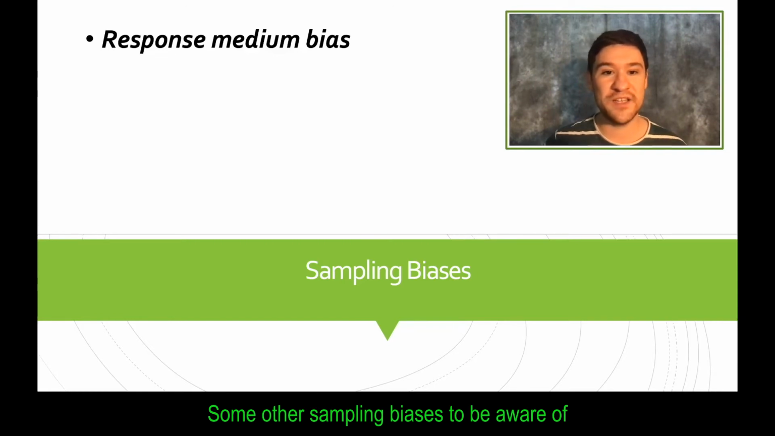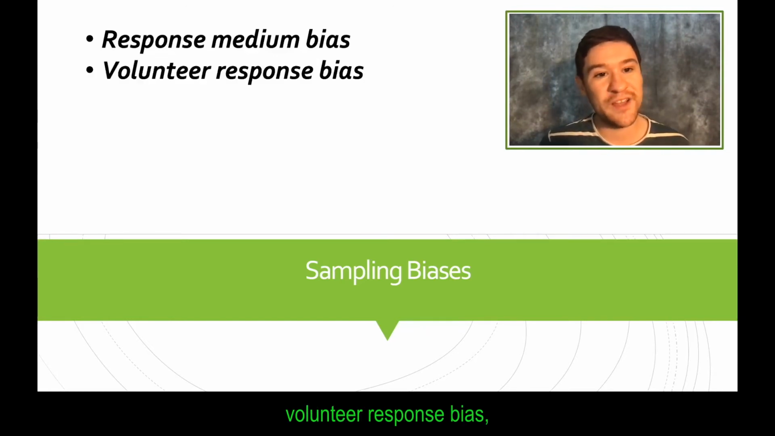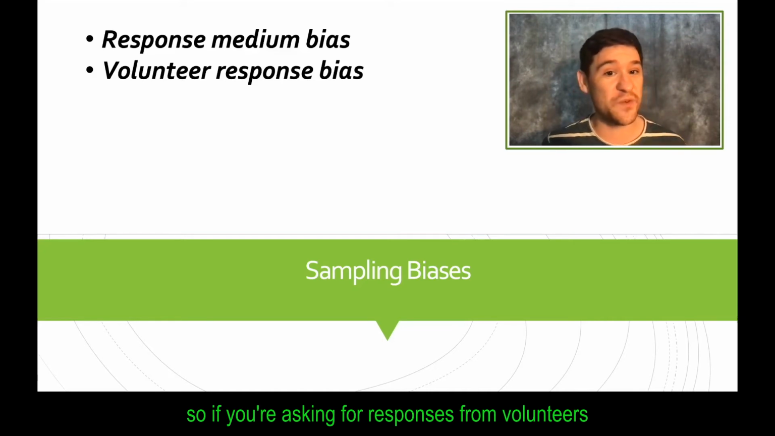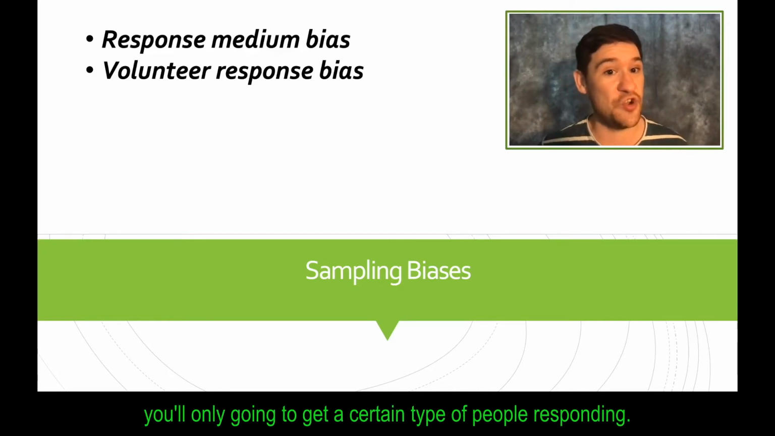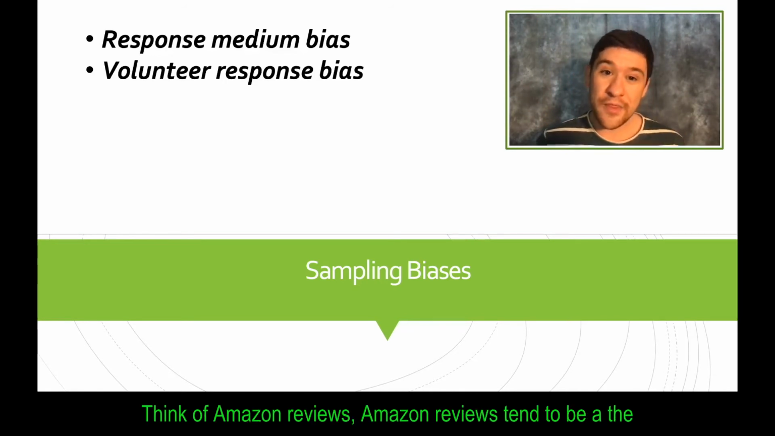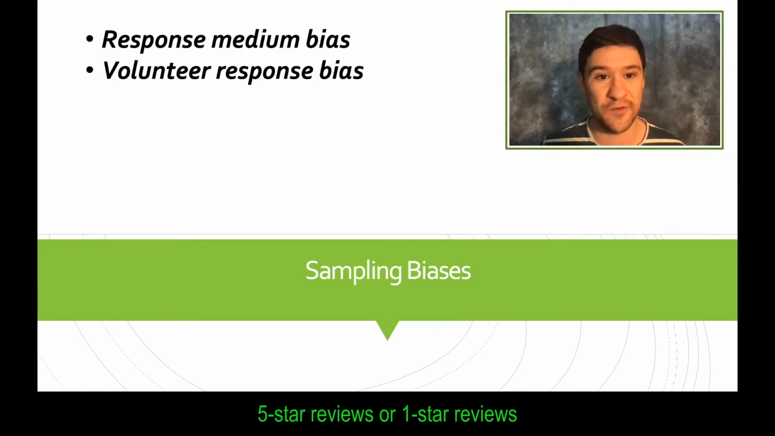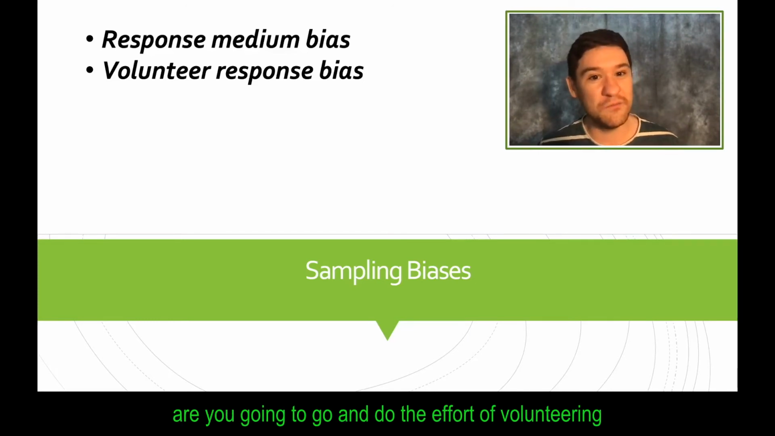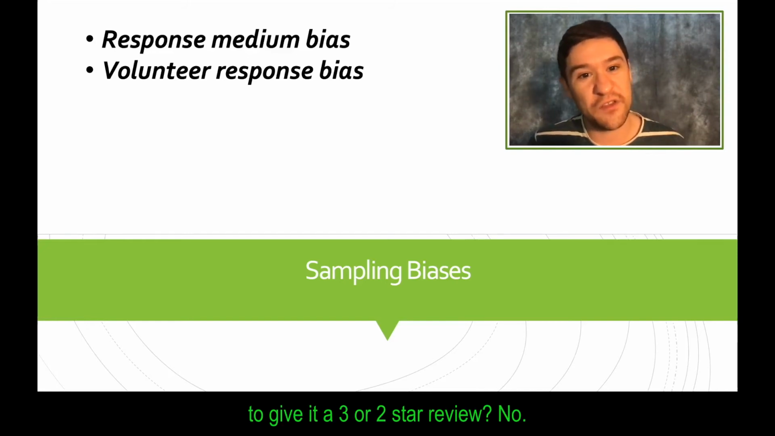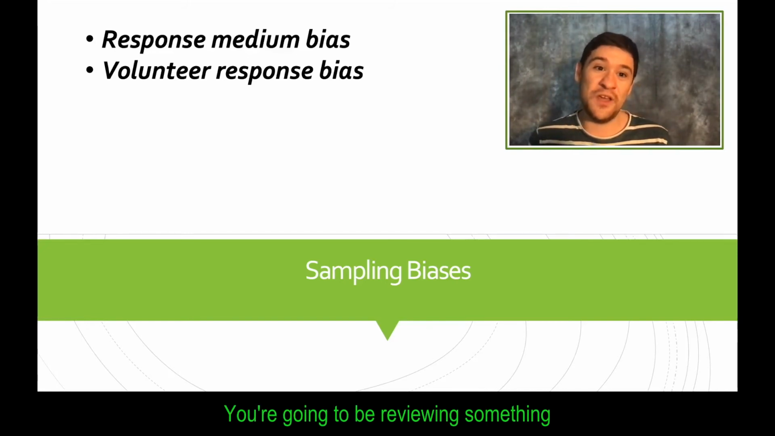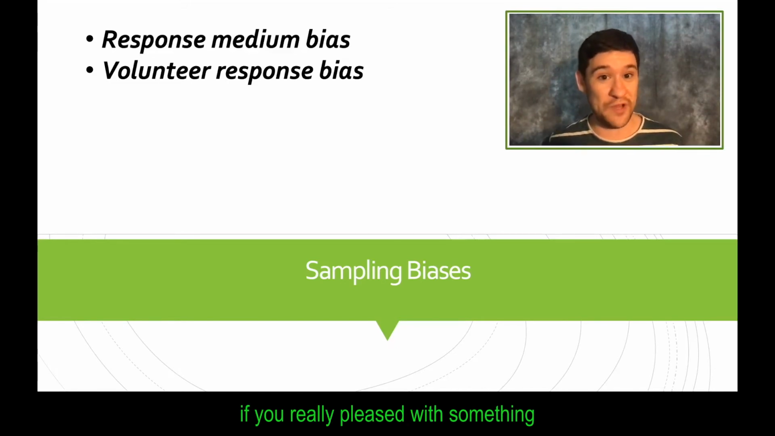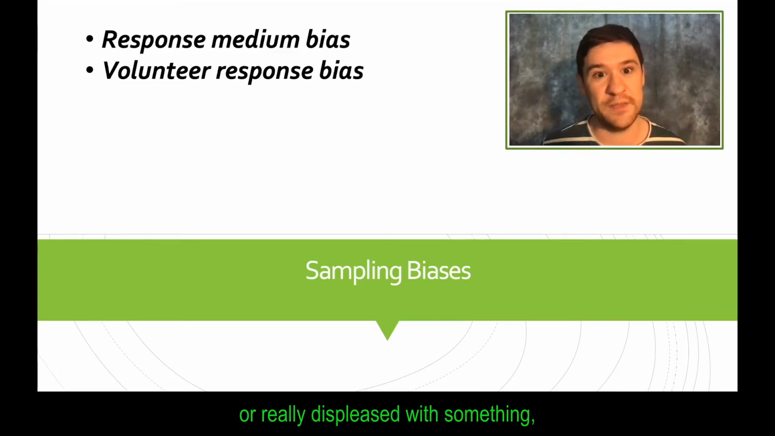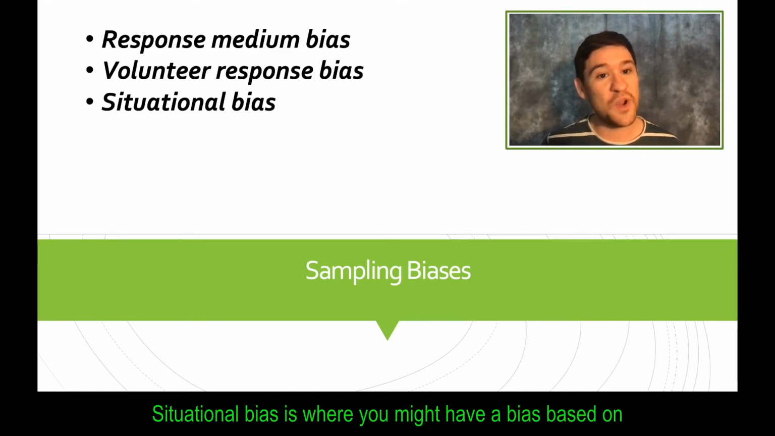Some other sampling biases to be aware of: volunteer response bias. So if you're asking for responses from volunteers, you're only going to get a certain type of people responding. Think of Amazon reviews. Amazon reviews tend to be either 5-star reviews or 1-star reviews. Because if you're like, oh, that was an okay purchase, are you going to go and do the effort of volunteering to give it a 3 or 2-star review? No, you're going to be reviewing something if you're really pleased with something or really displeased with something, 5-star or a 1-star.